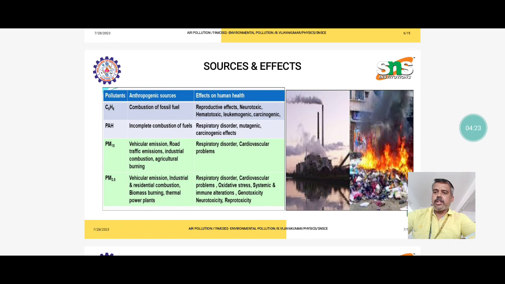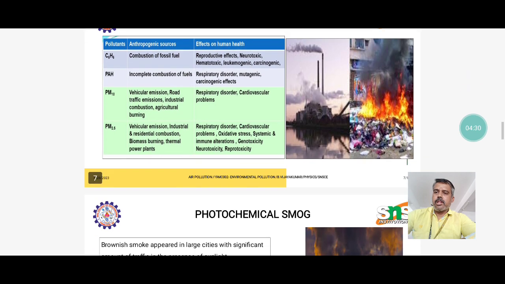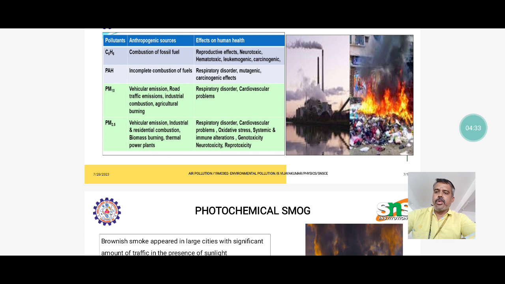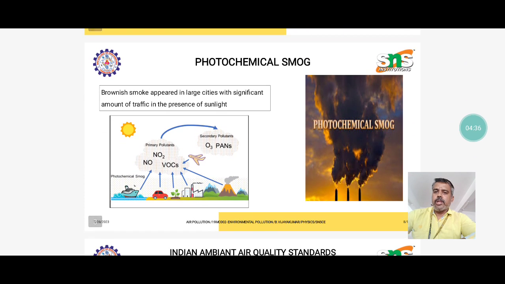So the sources and effects of another category of chemicals, like PM10, PM2.5. The photochemical smog is a very important topic we discussed in air pollution. It is a brownish smoke that appears in a large city with a sufficient amount of traffic in the presence of sunlight. That we call photochemical smog. For example, industries expose many chemicals and smoke, and vehicles also expose them. That means metropolitan cities are most affected by this type of air pollution.